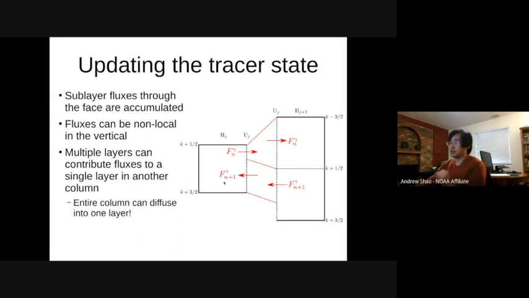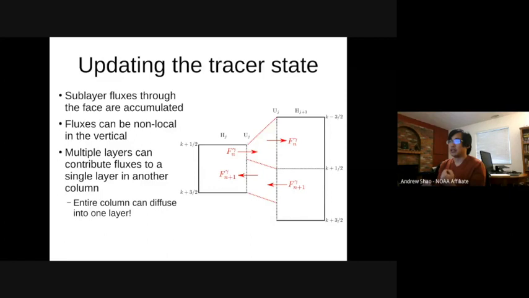So for example, this k equals 1 layer on the left-hand side is connecting to the k minus 1 layer and the k plus 1 layer on the other side of the column. This also demonstrates that multiple layers can contribute fluxes to a single layer in another column. Using this algorithm, you can actually diffuse an entire column into one particular layer of the other column. So this is a really different way of conceiving how we calculate neutral fluxes.